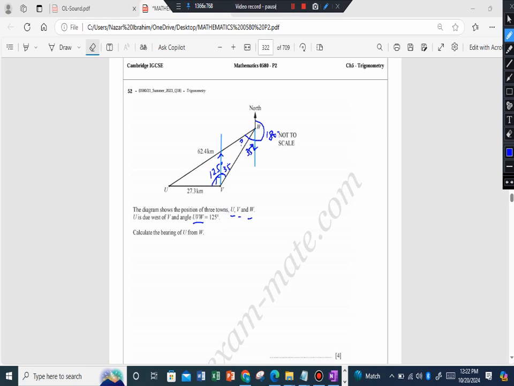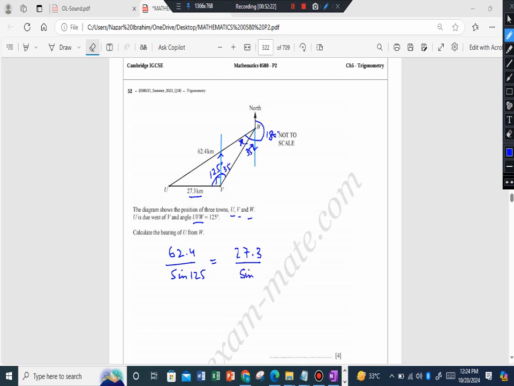Now we can see about applying the sine law. This is 62.4 kilometers, and the opposite angle I know. It means one pair is known regarding the sine law, and secondly, one side 27.3 kilometers is known to me, and the opposite angle is the required angle. So I can easily apply sine law. So 62.4 upon sine 125 is equal to 27.3 upon sine x.